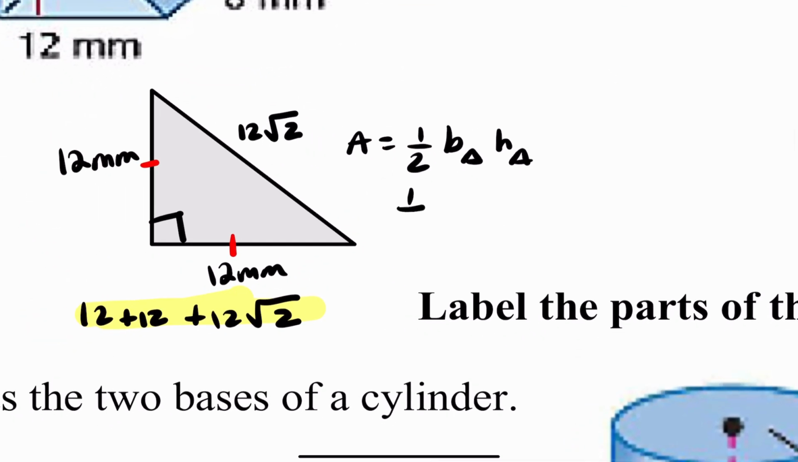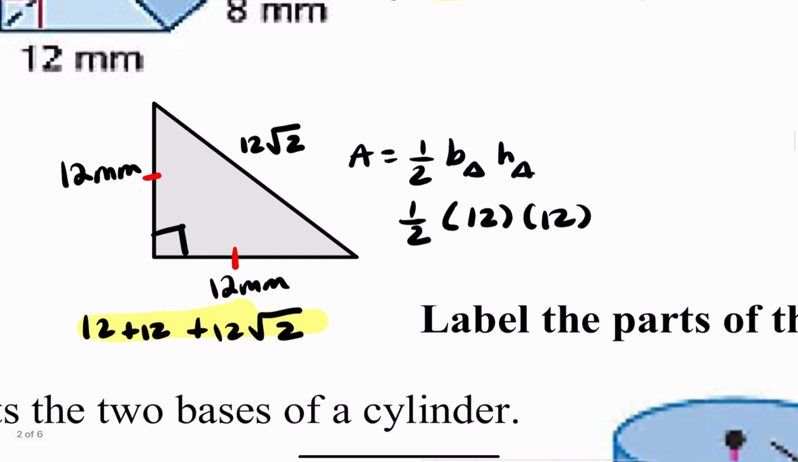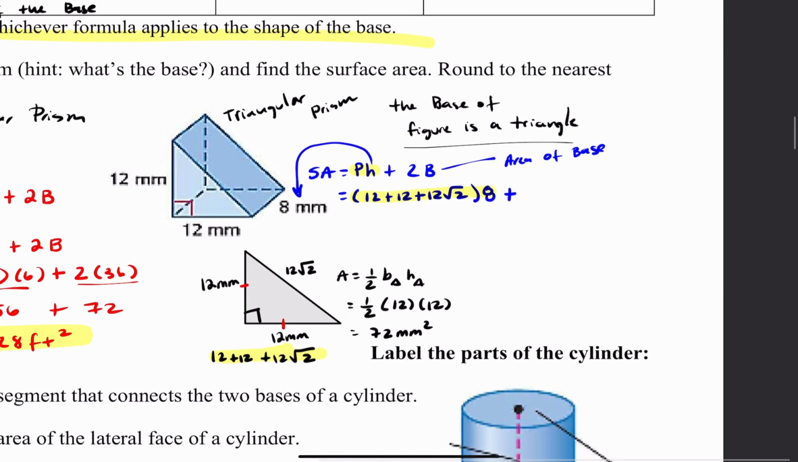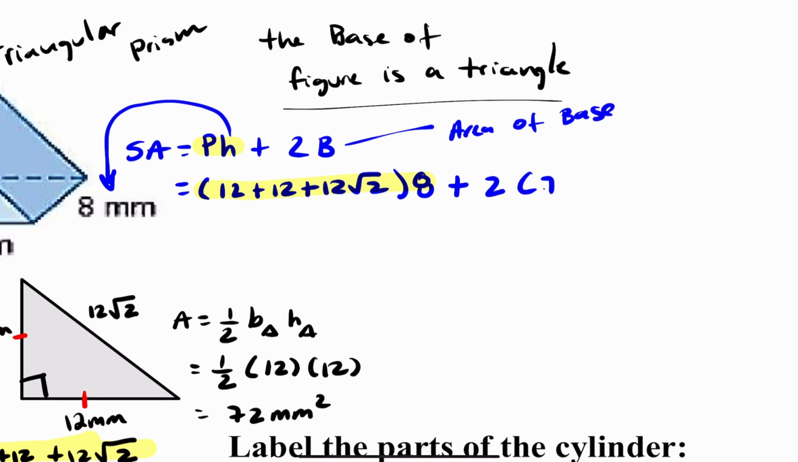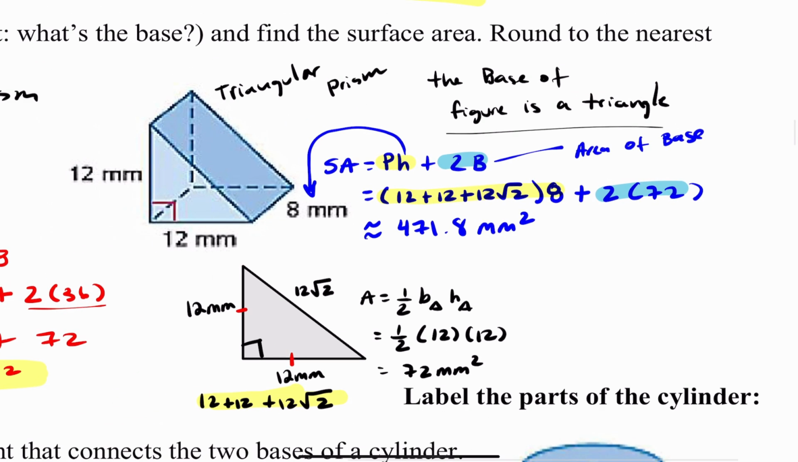So don't put 8. Use the height of this triangle. So we have 1/2 times 12 times 12, because these two segments are perpendicular to each other. So it's 1/2 of 12 multiplied by 12. So it's going to be 6 times 12. What's 6 times 12? That's 72. So 72 square millimeters, right? So I put 2 times 72, and that's 2 times the area of the base. So then I'm going to put all of this into my calculator, and you should get approximately 471.8 square millimeters. That's the surface area of this figure.